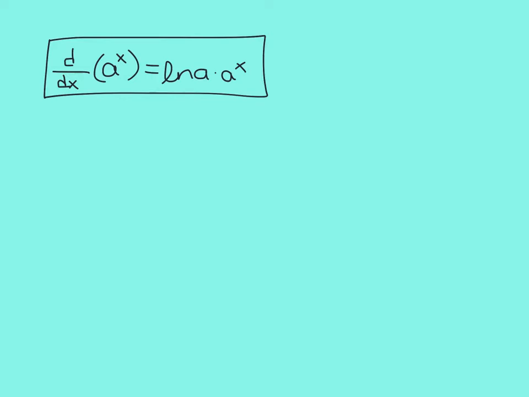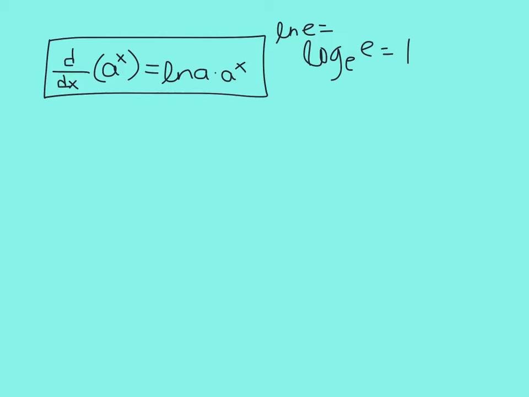Ln of e, you may remember this, you may not. Remember, ln of e is the same as log base e, and that's equal to 1. So that's something just to keep at the back of your mind. So if that a value is equal to e, that's our e to the x. So this is a more general version of our exponential derivative that we did before.